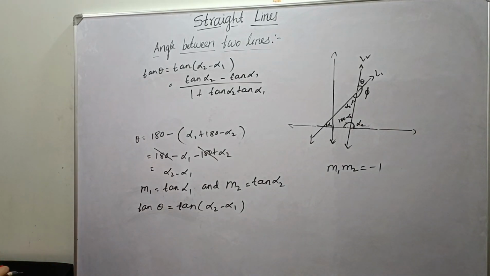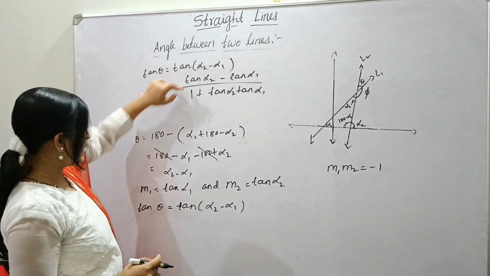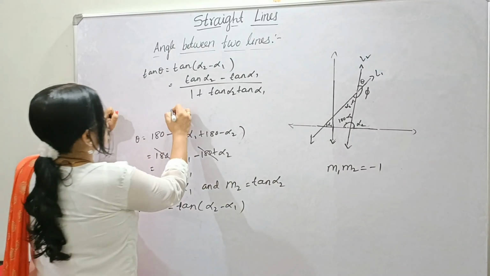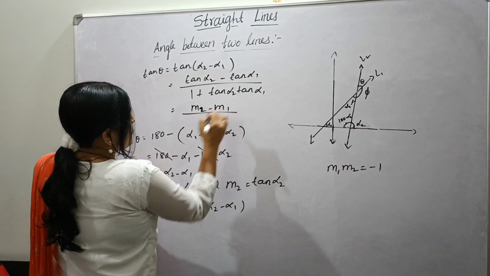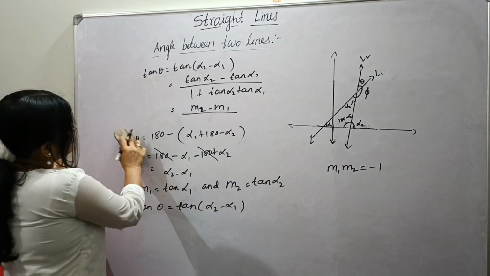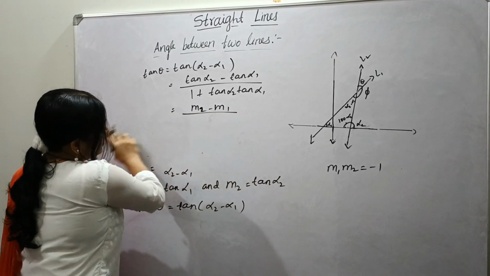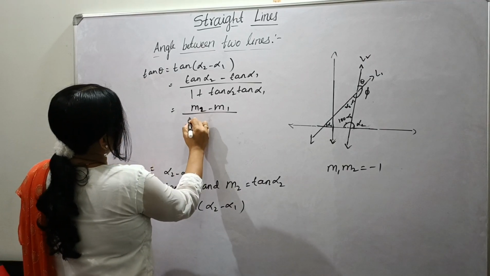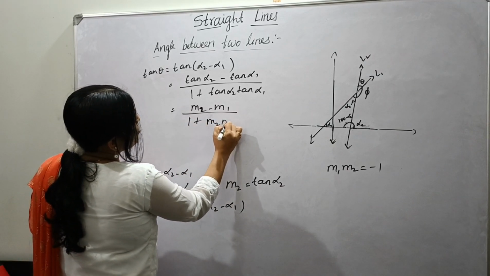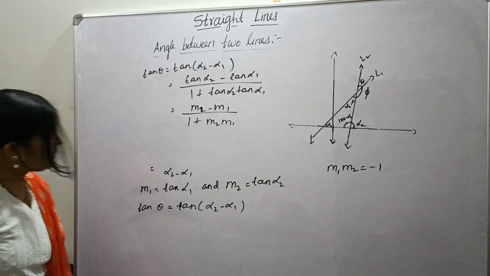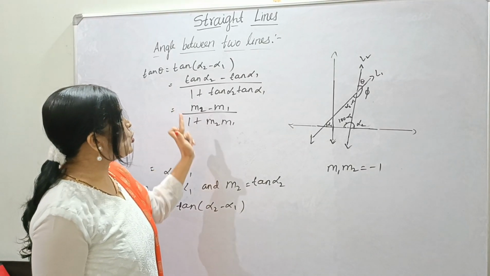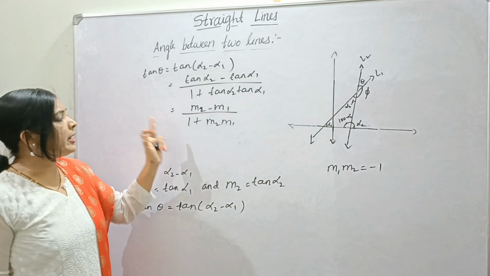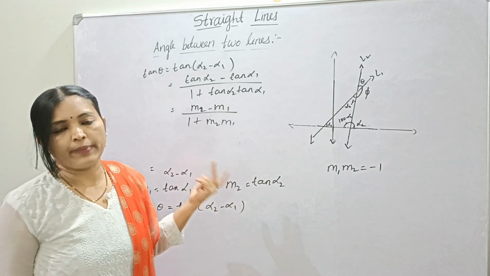Here, tan alpha 2 is m2. Substitute tan alpha 2 as m2, and tan alpha 1 as m1: m2 minus m1 divided by 1 plus m2 into m1. So here we have tan theta is equal to m2 minus m1 divided by 1 plus m1 into m2, or m2 into m1.